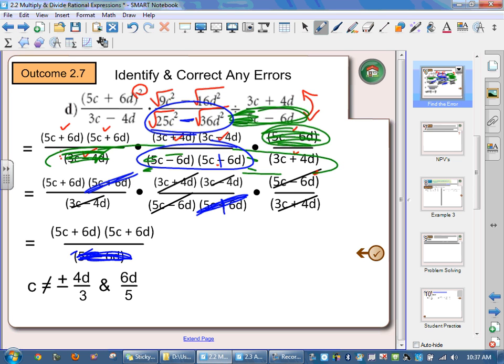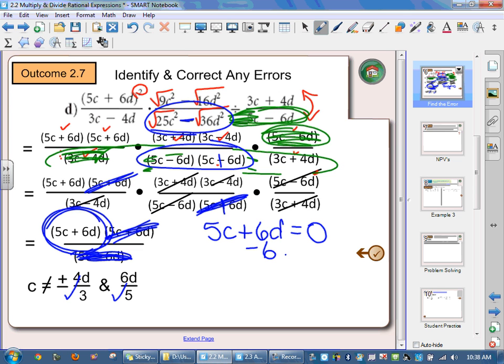And it changes what can be your non-permissibles as well. So this non-permissible is correct. That non-permissible is correct. But because that's a positive now, when I solve him, 5c plus 6d equals 0, he's going to become a negative on the right-hand side. Over here, I've only got the positive one. They're missing the negative one. So another non-permissible is missing. The negative 6d over 5 is missing. Well done, folks. So that was missing, and our answer was incorrect.